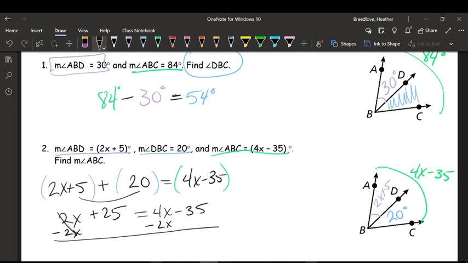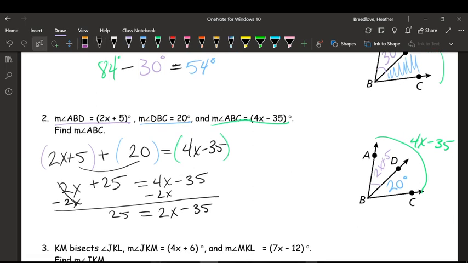So cancel on the left. 2 minus 2 cancels. That's 0. 25 equals 4 minus 2 is 2, and those are x's, minus 35. I'm almost done solving for x. I need to get my non-x's to the left. So if I have negative 35, I'm going to add 35. Plus 25, that's 60, equals 2x.